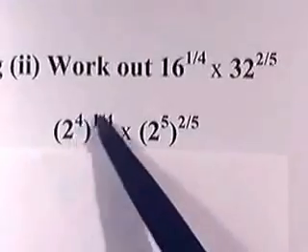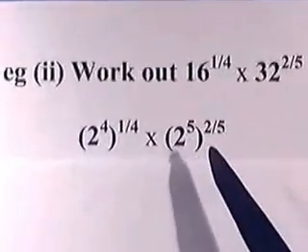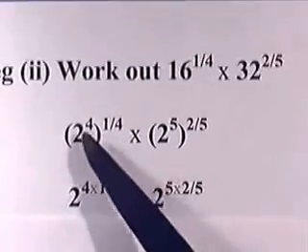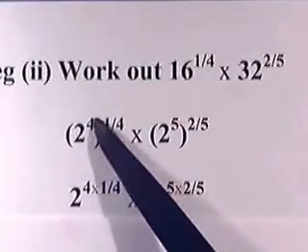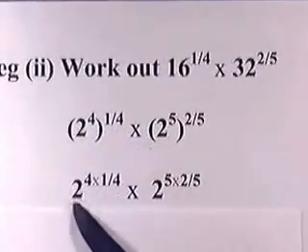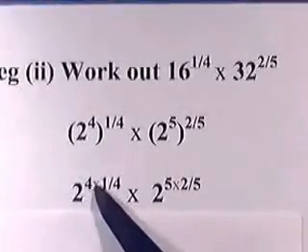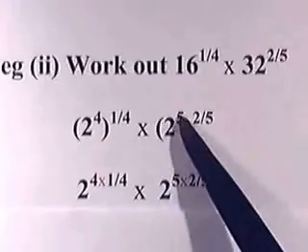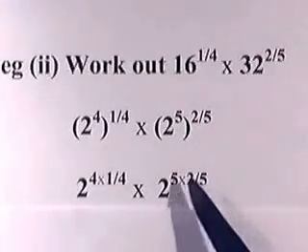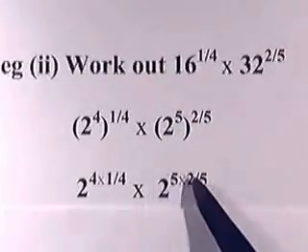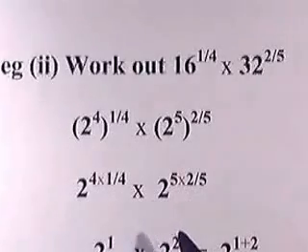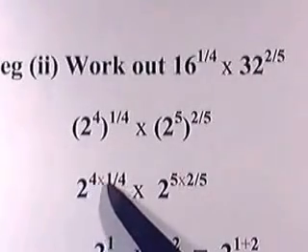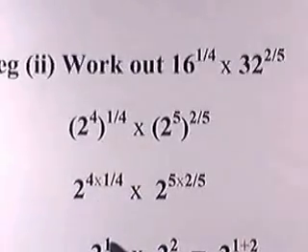And you can simply multiply the powers. So, 2 to the power 4 raised to the power of a quarter is 2 to the power of 4 multiplied by a quarter. Here with this one, it's 2 to the power of 5 times 2/5. And we get the following. We get 2 to the power of 4 times a quarter. Well, 4 quarters is just 1.